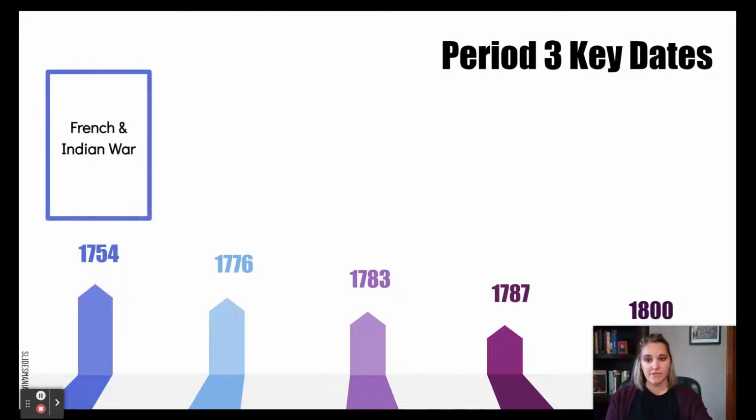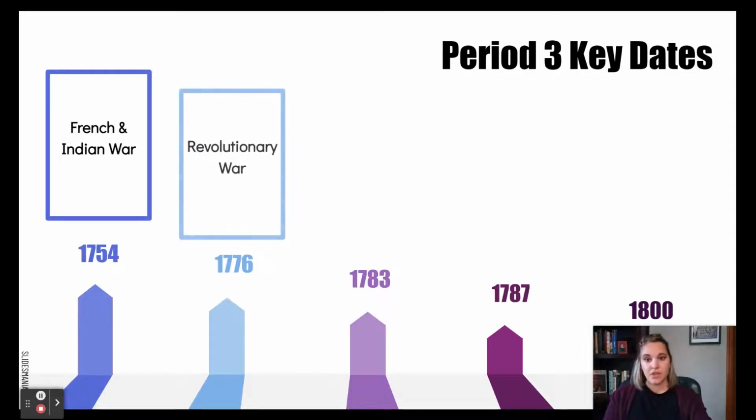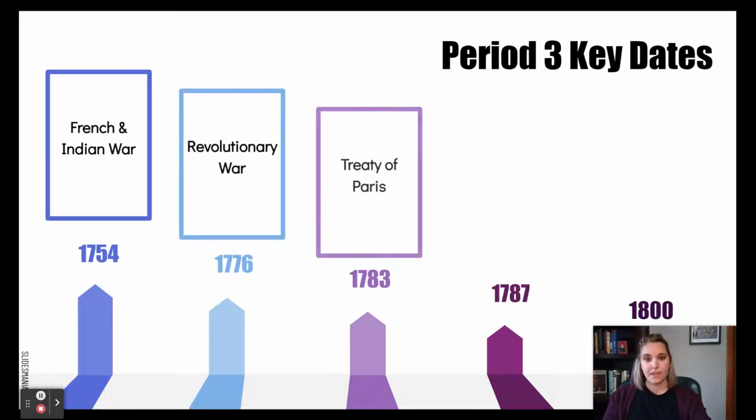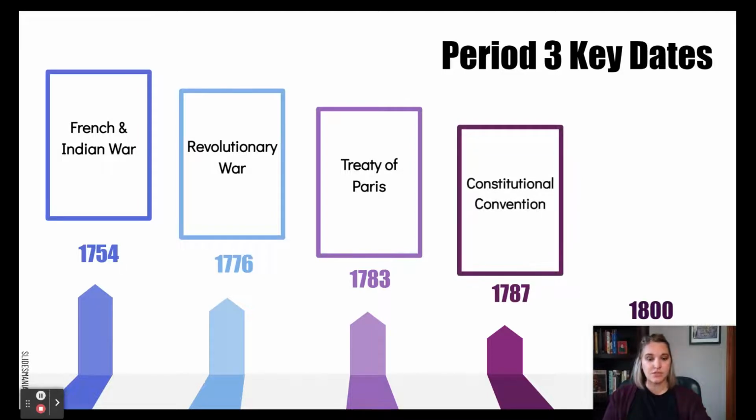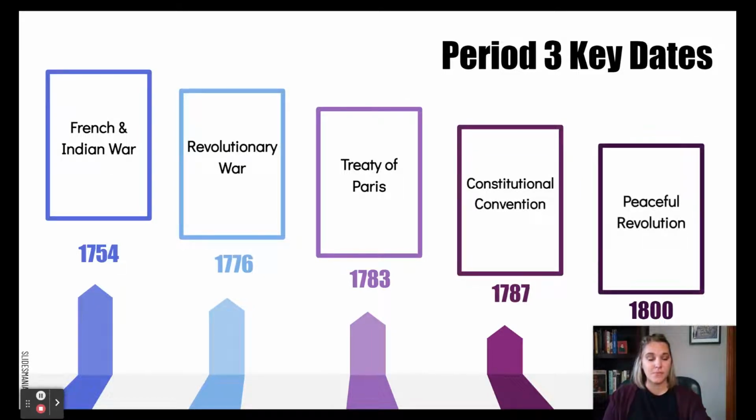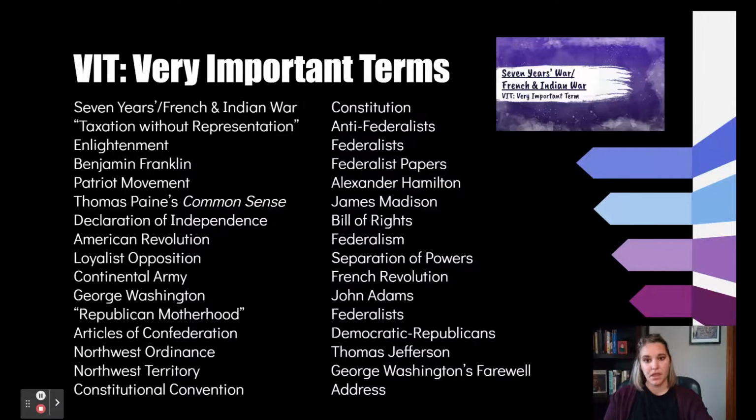So some key dates to be aware of: the French and Indian War, the Revolutionary War, the Treaty of Paris, the Constitutional Convention, and the Peaceful Revolution, the shift of power from Federalists to Democratic Republicans in 1800. So these can be some signposts, if you will, some areas that you should really keep in your mind as key parts of this unit.